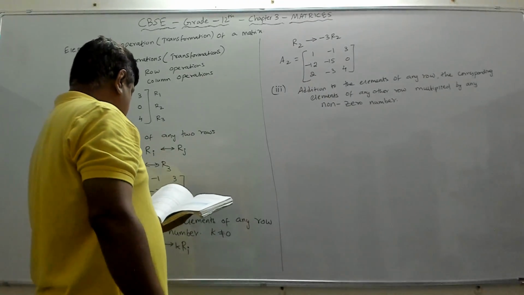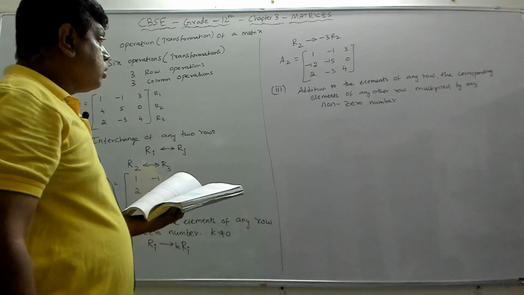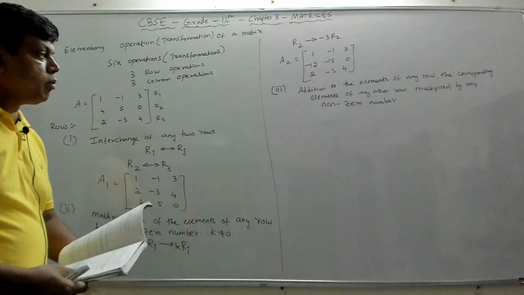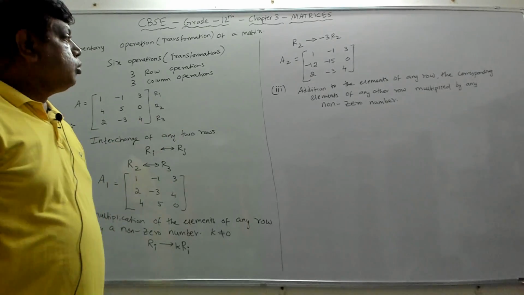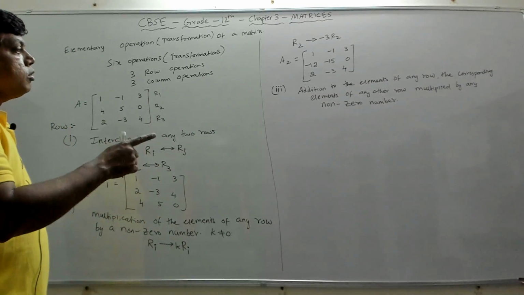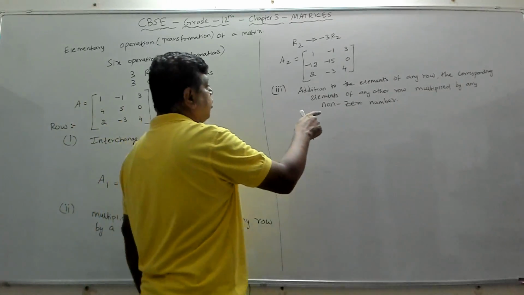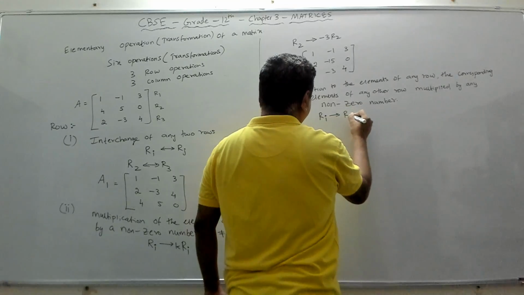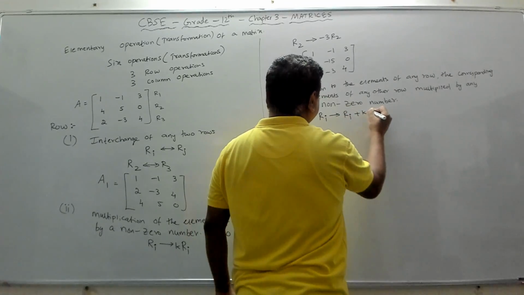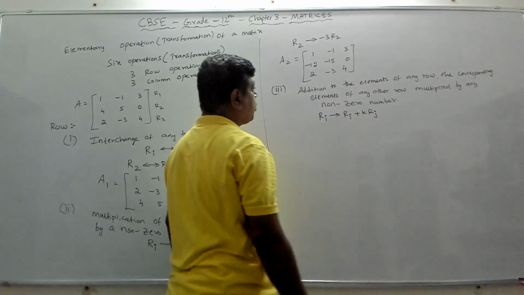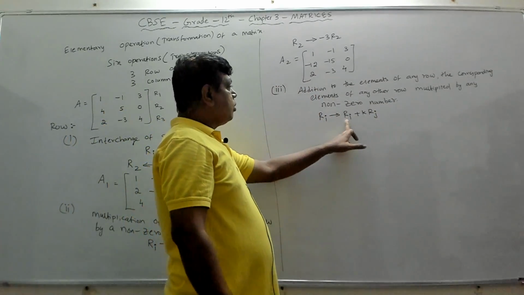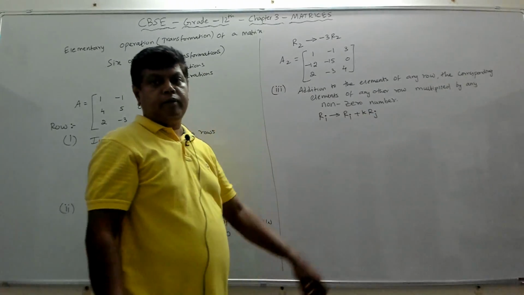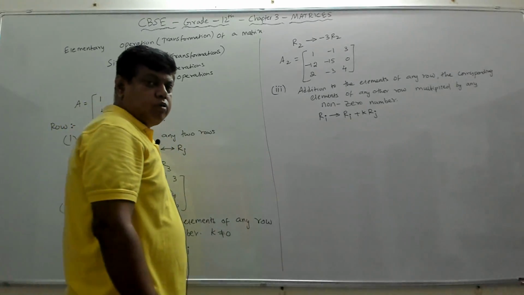Addition to the elements of any row or column, they have given in the book. We will again have a similar set of 3 operations for column, which I will explain when we do the column. Right? Addition to the elements of any row, the corresponding elements of any other row multiplied by a non-zero number. So symbolically we will mention it as Ri implies Ri plus K times Rj. So we are adding the elements of any row with the corresponding elements of another row Rj multiplied by a non-zero number K. This is the third row operation.